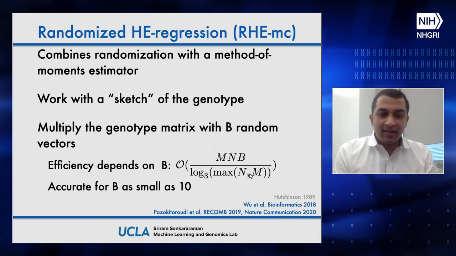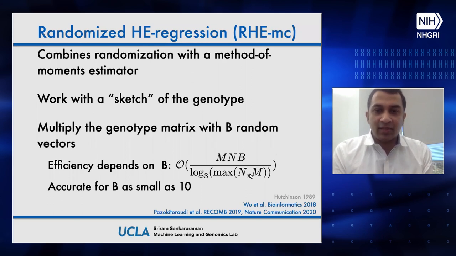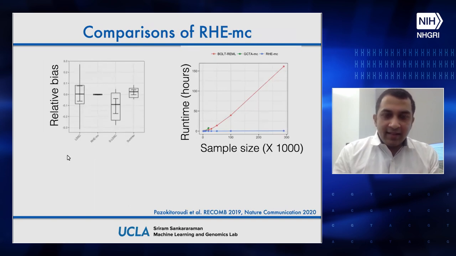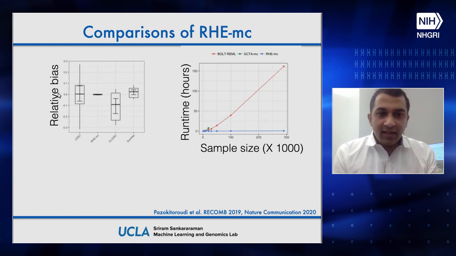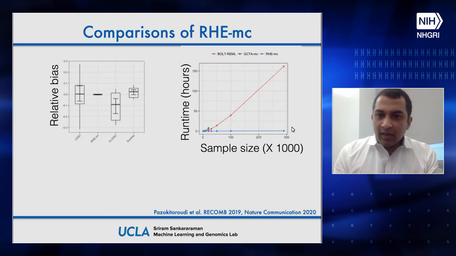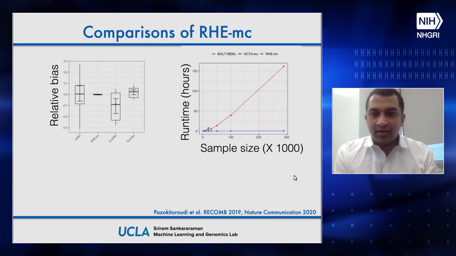HE regression is a classical method of moments estimator that has been used in quantitative genetics. We performed extensive benchmarking of this randomized HE regression estimator. The first thing that we find is that across a wide variety of simulated genetic architectures, the estimates from RHE tend to be quite accurate compared to other scalable approaches, which are based on summary statistics of genotype data. The reason, we hypothesize, is that RHE is preserving more of the statistical properties of the original data to begin with. Further, RHE turns out to be much more scalable compared to likelihood-based approaches. As a result, it can be practically run on data sets with hundreds of thousands and millions of samples.